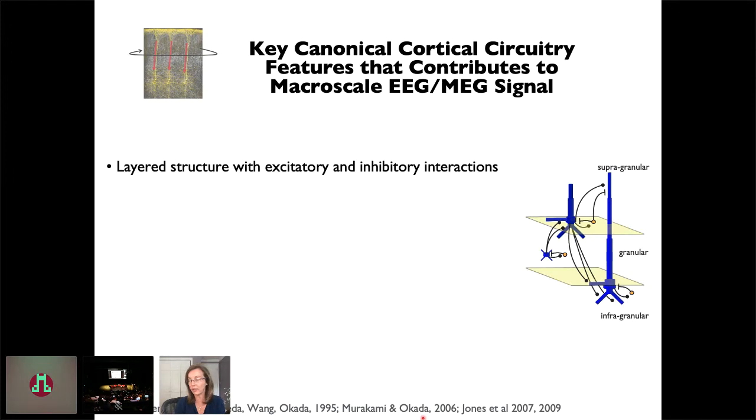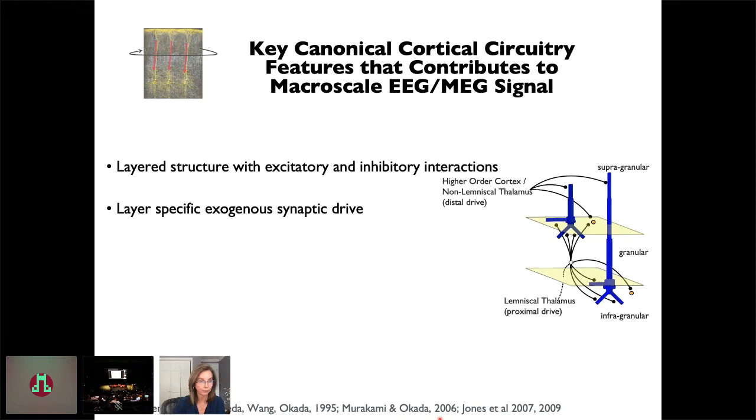The first is that the cortex is a layered structure. We have excitatory and inhibitory neurons in the supragranular and infragranular layers that are synaptically coupled with excitatory and inhibitory synapses. Importantly, these cortical networks don't sit in isolation, but they're constantly receiving input from other parts of the brain. There are two primary pathways of information flow to the cortex.